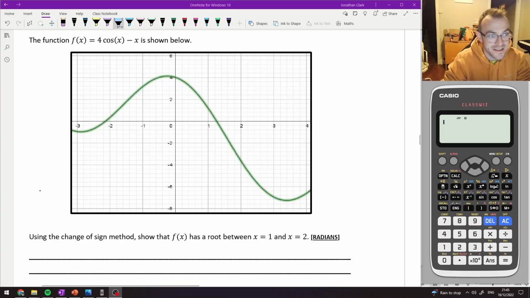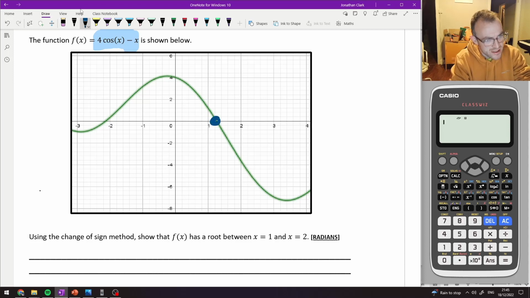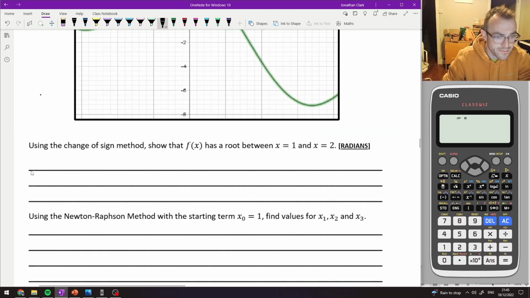So here's a second example. This time we've got the equation 4 cos x take away x. And again, from inspection, you can see that the root is somewhere between 1 and 2. We won't always have a graph to rely on though, especially in an exam situation. So we'll show it with the change of sign method as well. We'll plug 1 and 2 into this formula just to show that 1 is positive and 2 is negative. So let's do that quick.